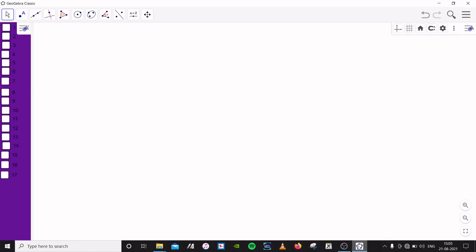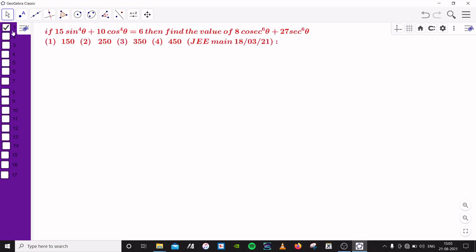Now let us discuss another question that is from trigonometry. The question is, if 15 sin raised to 4 theta plus 10 cos raised to 4 theta is equal to 6, then find the value of 8 cosec raised to 6 theta plus 27 sec raised to 6 theta. Options are 150, 250, 350 and 450. That's a question from JEE Main conducted on 18th March 2021.